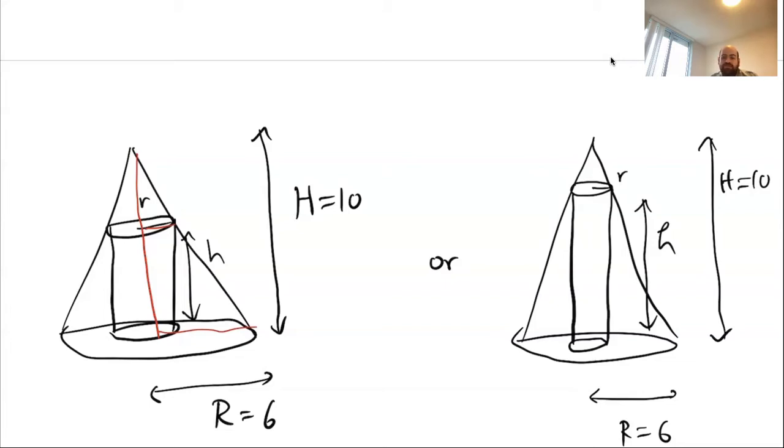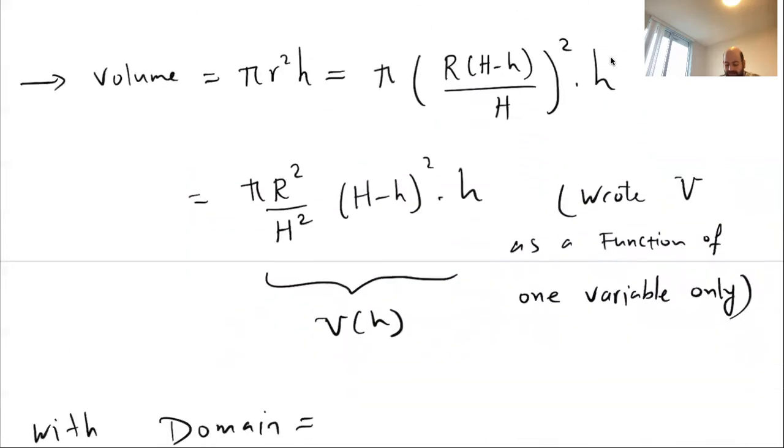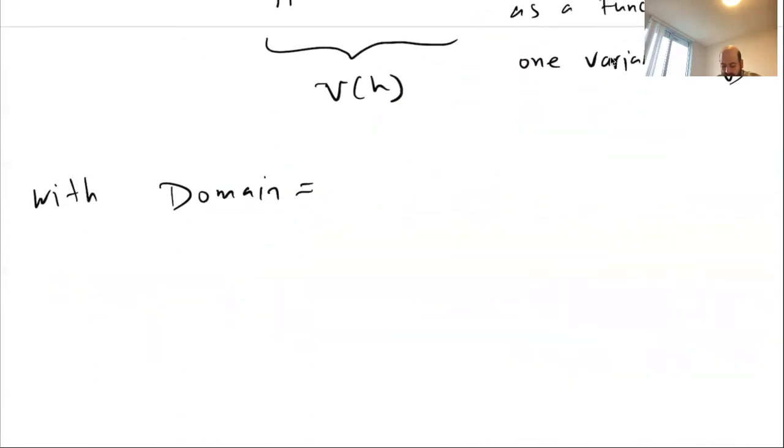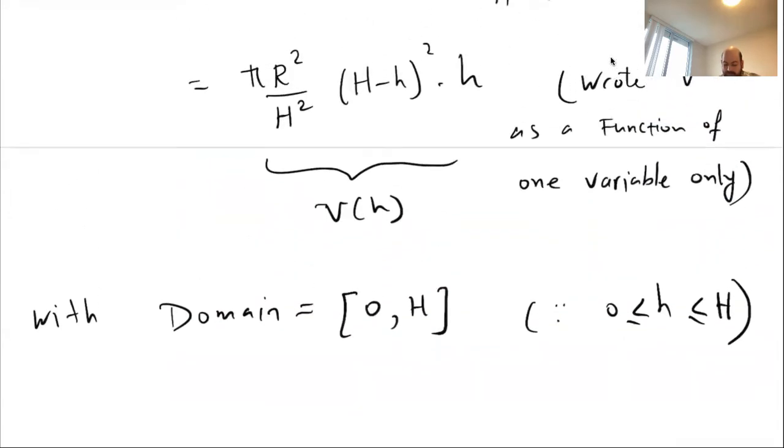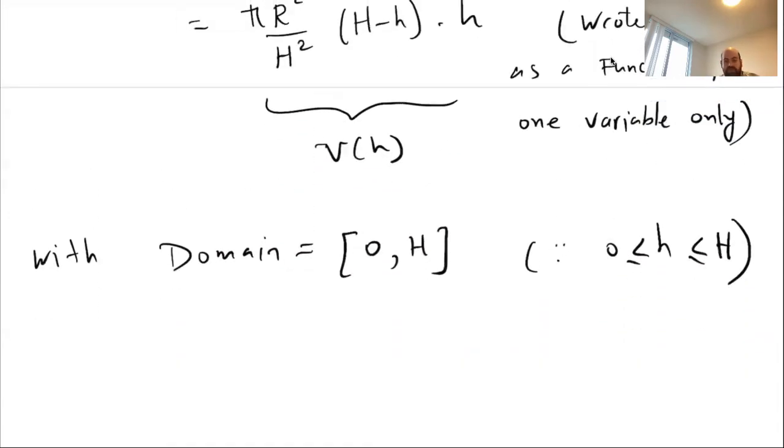Small h is not allowed to go outside of the cone, so small h cannot be bigger than capital H, and of course cannot be less than 0. So the domain here would be 0 to capital H, because small h is a number between 0 and capital H. So we have a function and we have the domain, a closed finite interval, so we can easily find the maximum and minimum of this function.